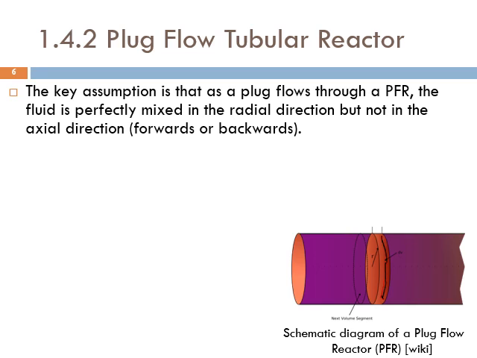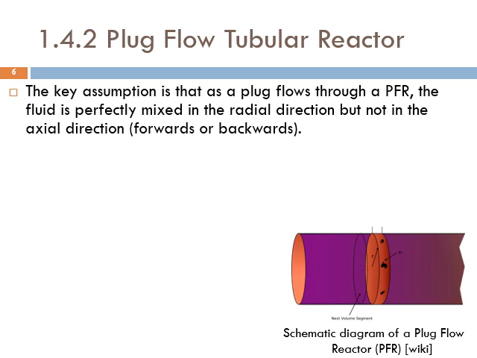In this radial direction, the fluid is perfectly mixed in the radial direction, but not in the axial direction. So there is no forward mixing or backward mixing out of the plug into the other plugs. The plug is perfectly mixed in the radial direction, which means that the concentration of A here is the same as the concentration of A here, and the same as here. The same thing goes for the temperature.